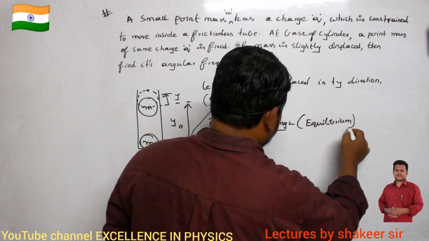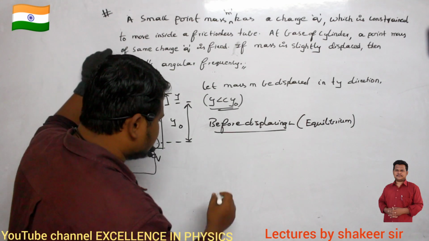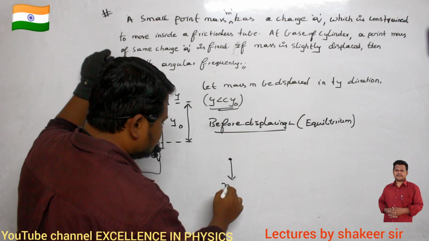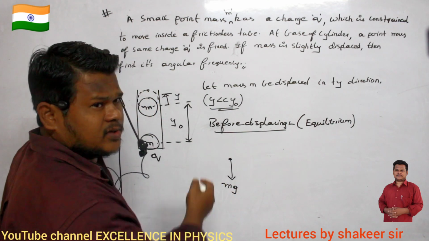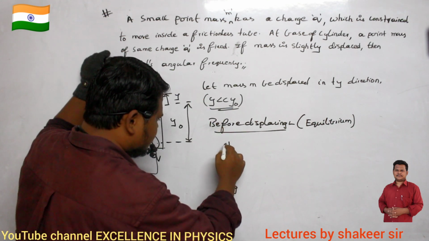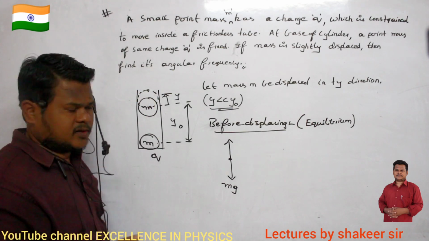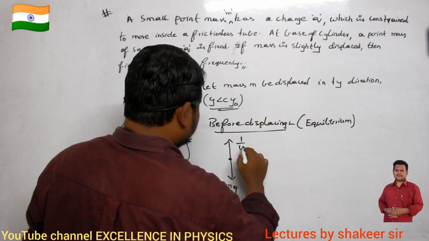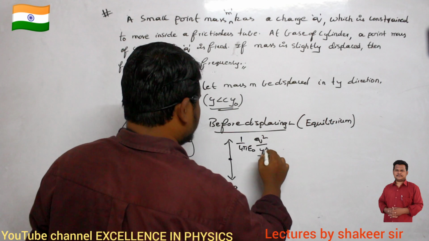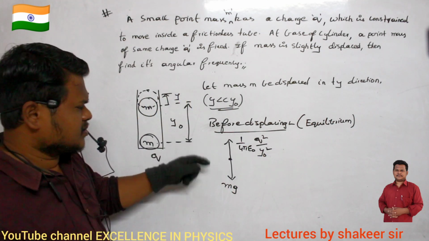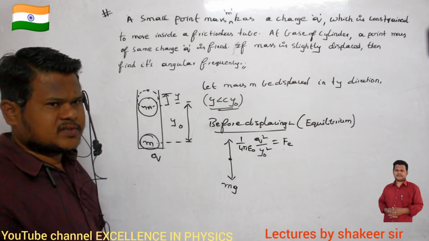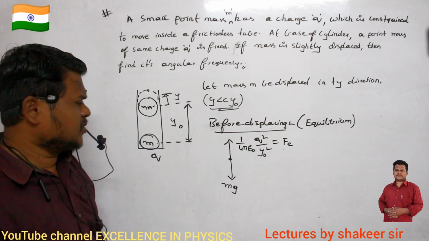When bodies were in equilibrium, what were the forces which were acting? For example, if I take this free body diagram of this mass m, mg was acting in the downwards direction, no? The weight of the body was acting in the downwards direction. What was the upward force which was acting? The electrostatic force of repulsion. And what is its value? Its value is 1 by 4 pi E naught q square divided by y naught square. Can I write like this? This was the electrostatic force of repulsion which was acting when the system was in equilibrium position. Are you able to understand?